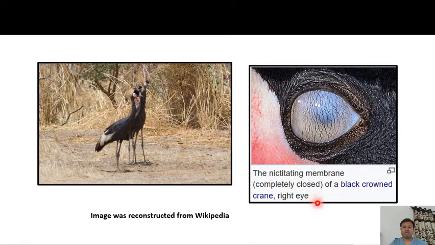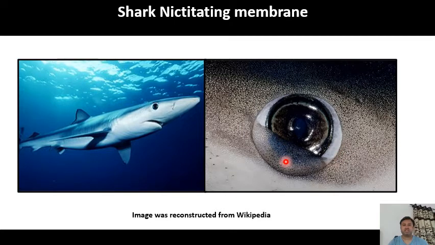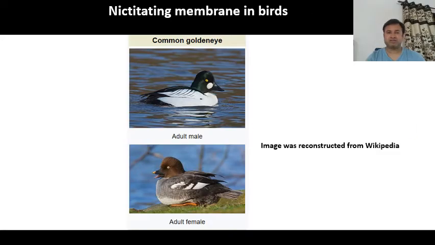This is the nictitating membrane on the black grained, and that is functional and covered. And you can see another example where the nictitating membrane is shown in the bald eagle. The shark nictitating membrane is present on the eye, and it can fully cover the eye and protect it from external objects. So this is the golden eye where the nictitating membrane is present.